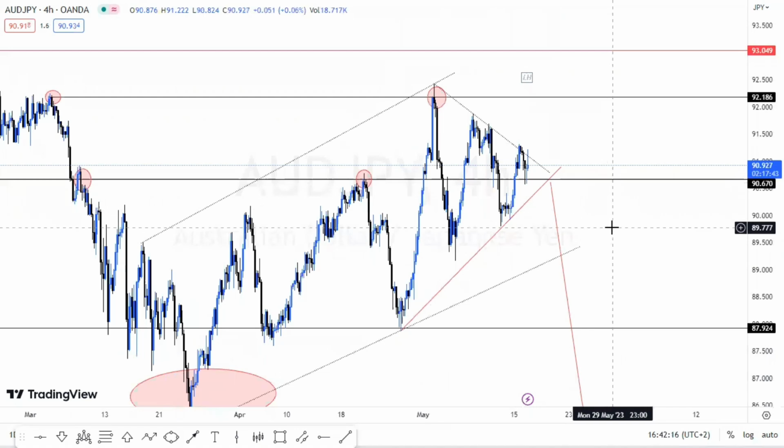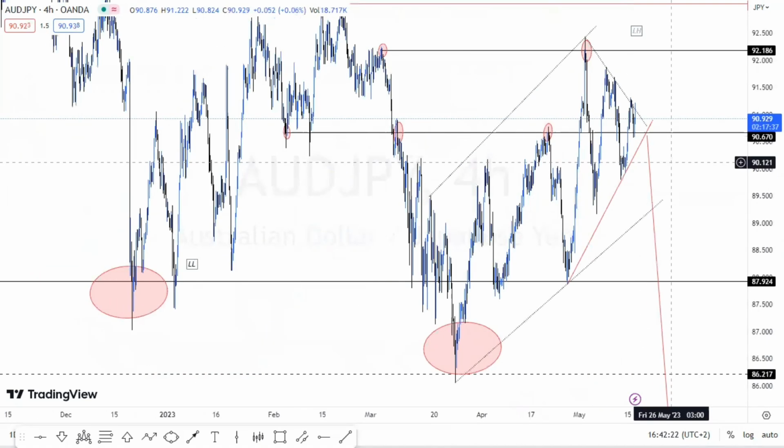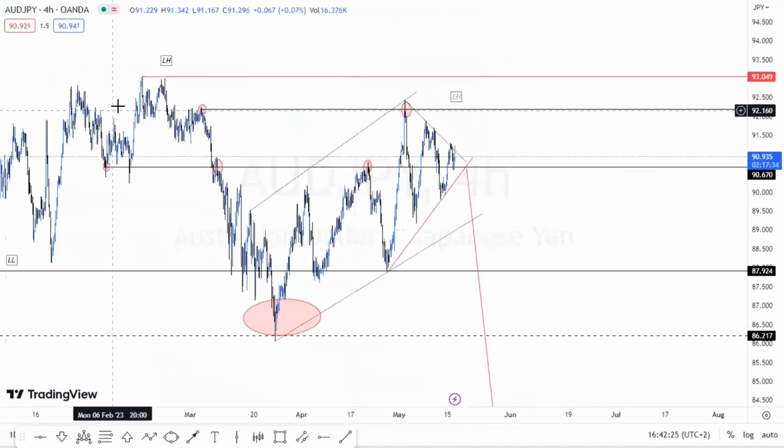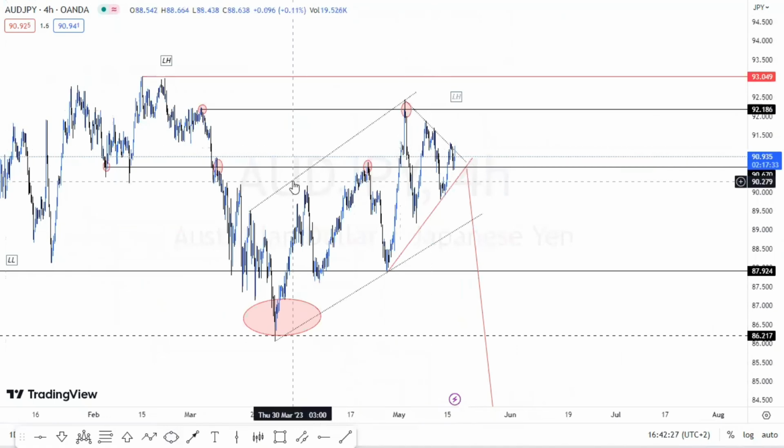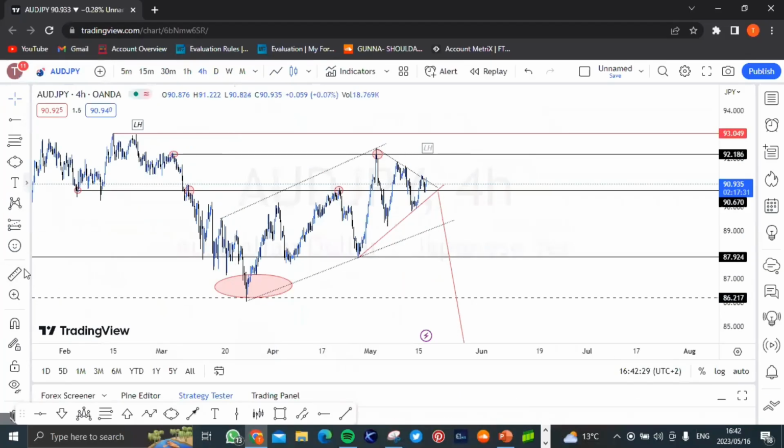I cannot lie to you, we don't know when this is going to happen, but just keep your eyes open, and this could be a potential swing, man. This could really be a swing. Let's see.